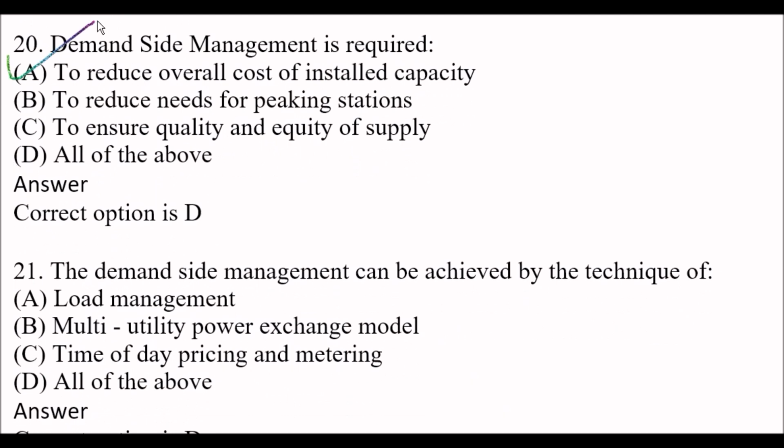Next question. Demand side management is required: option A, to reduce overall cost of installed capacity. Option B, to reduce needs for peaking stations. Option C, to ensure quality and equity of supply. Option D, all of the above. Right answer is option D, all of the above. Okay. So, demand side management is required to reduce overall cost of installed capacity and to reduce needs for peaking stations and to ensure quality and equity of supply.